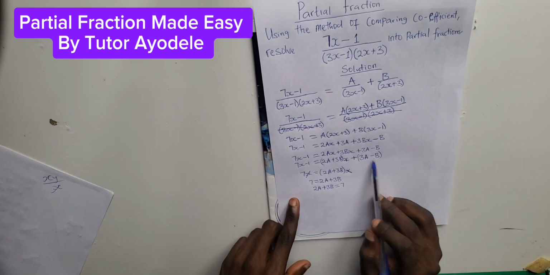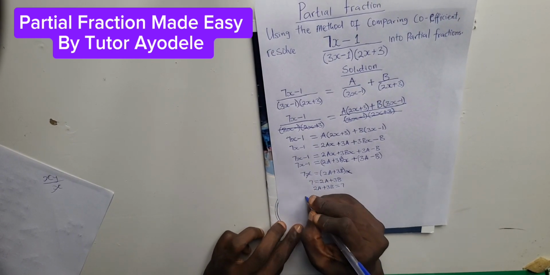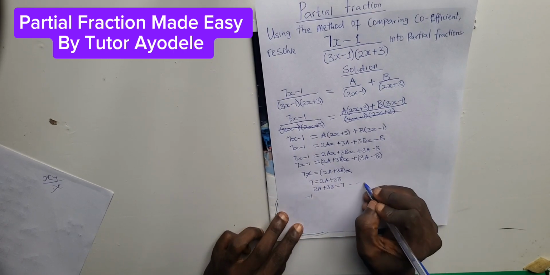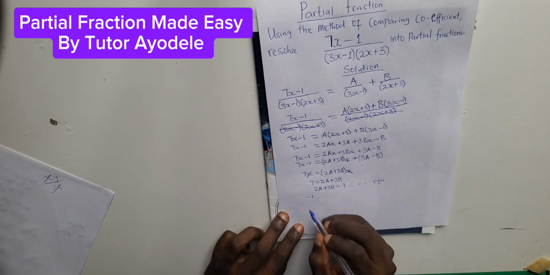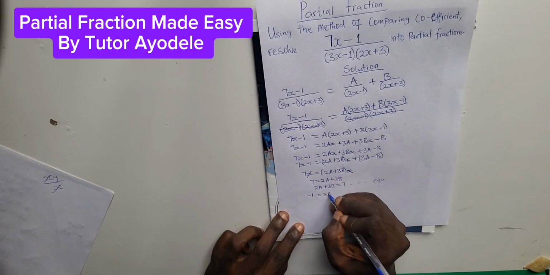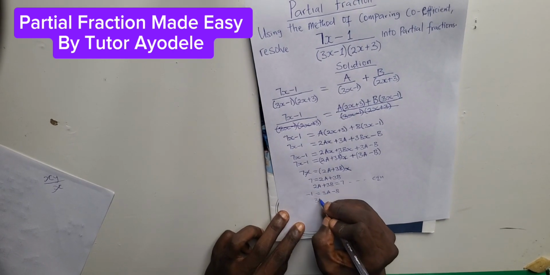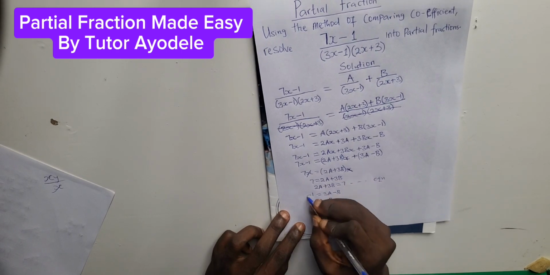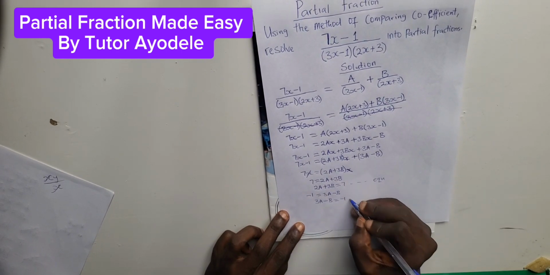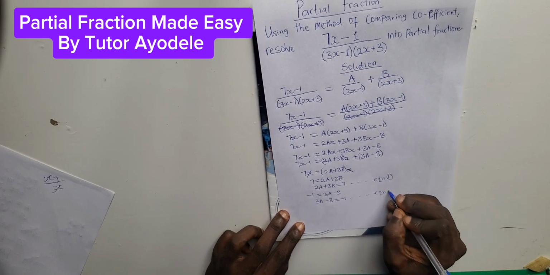So if I'm to compare this and this together as well, it will give me what? Minus 1. Take this one to be equation 1. So minus 1 equals to what? 3a minus b. So I can also write it as 3a minus b equals minus 1. Take it to be what? This is equation 1. This is what? Equation 2.